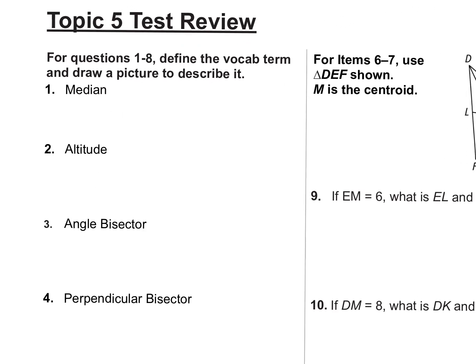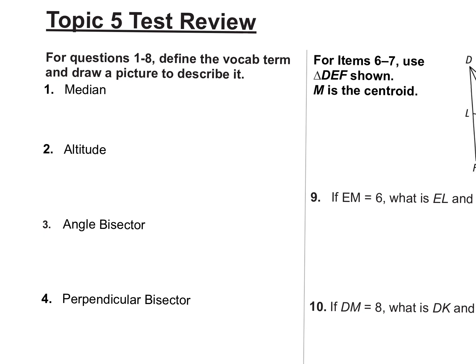So topic 5, test review for geometry. These numbers 1 through 8. Okay, why do you think I put these vocab terms on here? We might forget about them. Okay, the reason I put them on here is yes, they will probably be on your test, but also if you know what they are, it'll help you throughout the rest of the test, once you know what they do and how they work.